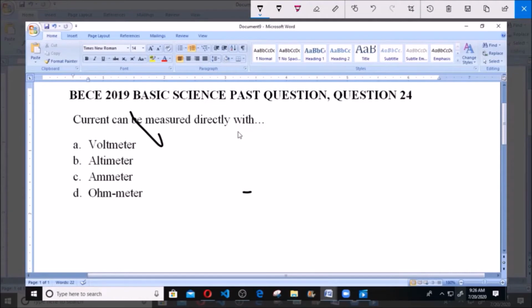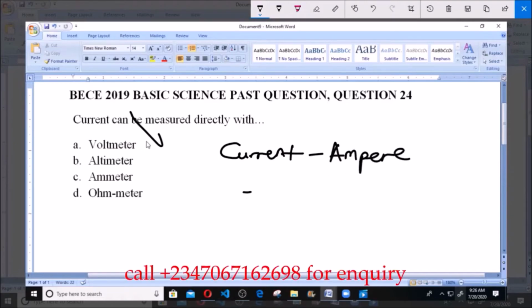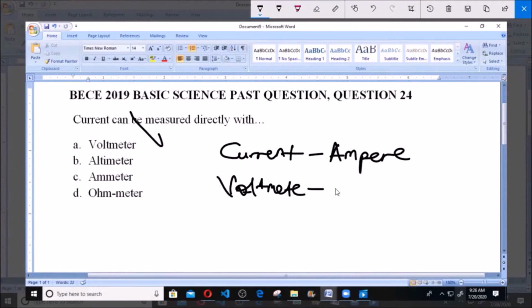Now for us to pick any of these options, which is the instrument that measures current, first we must know the units of current, because it is these units that will be a guide for us to know the instrument that measures current. The unit for current is ampere, and A says voltmeter. Now I want you to understand that a voltmeter measures volts, which is a unit of voltage. So definitely that can't be the answer.